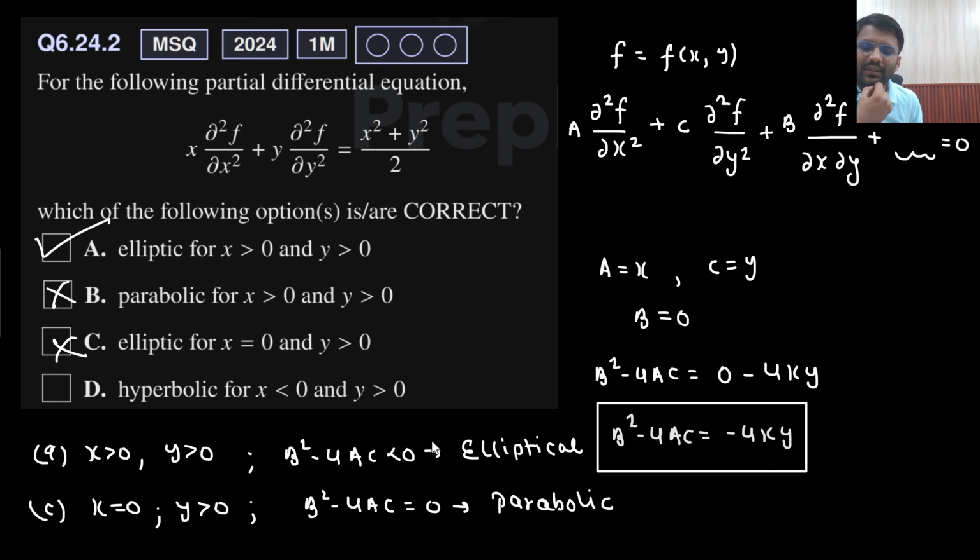What about option D? If x is less than 0 and y is greater than 0. So x is negative, y is positive. That means xy will be negative. Let's just say x is minus 2 and y is 2. So minus 2 into 2 will be minus 4. So this value will be negative. Negative into negative will become positive. So b square minus 4ac will become positive only.